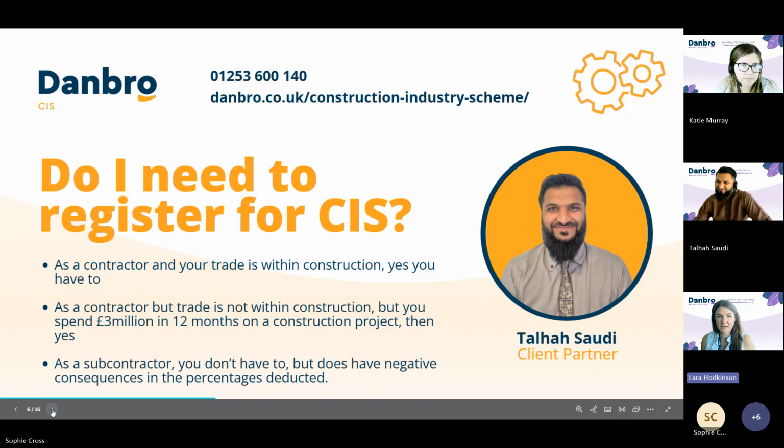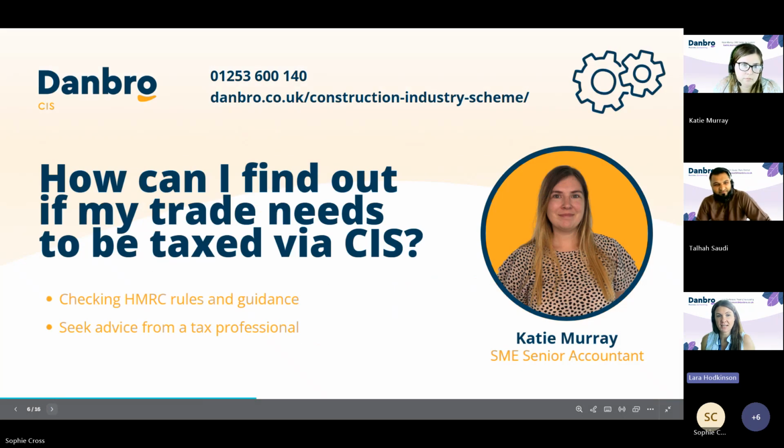And how can I find out if my trade needs to be taxed via CIS? You can determine if your trade is within CIS if you go on the HMRC guidance online. They've got quite a good list of trades that fall within this, and they've also got a list of ones that would be exempt. But if you are ever unsure or you want more guidance, I'd advise seeking advice from a tax professional or accountant.